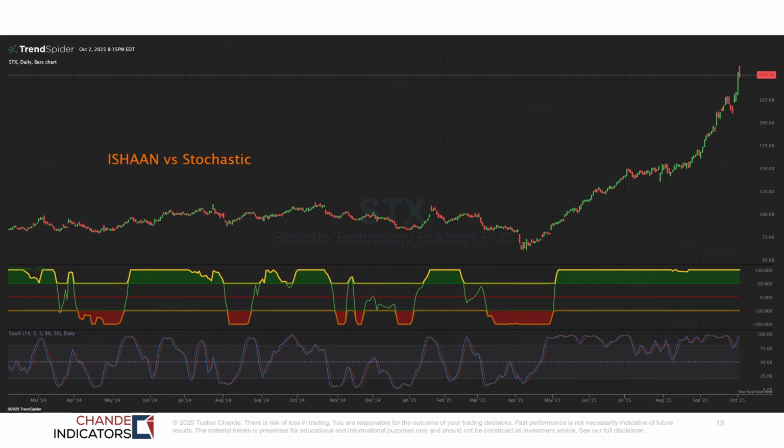So I will now use many charts using STX daily data to compare Ishaan to a number of other oscillators. And you can just see for yourself that it doesn't look like any other oscillator. So this is Ishaan versus stochastic. Lots of bouncing around here, but during major trends, clearly it's much more consistent than the stochastic.